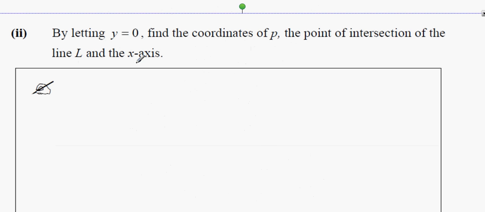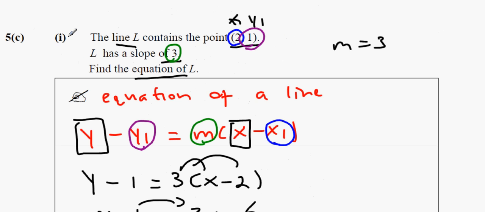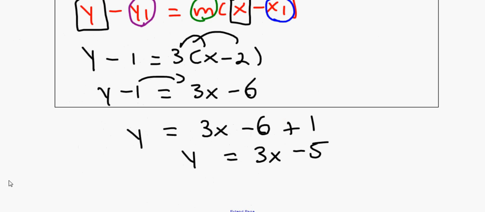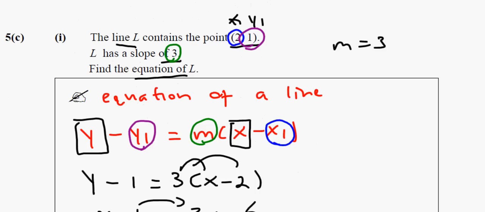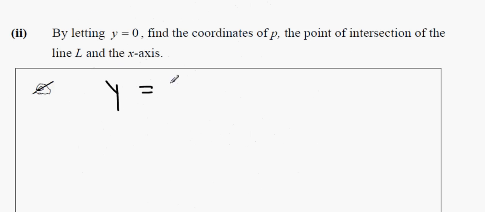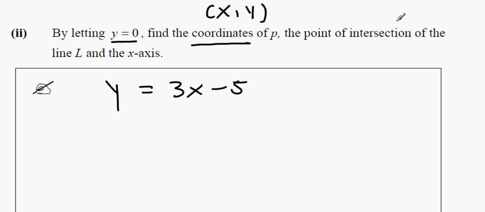By letting y equal 0, okay, so what we need to do is write down our formula. y equals 3x minus 5 is the equation of L. Now, coordinates means we're looking for an x and a y value, okay, we're looking for a point. By letting y equal 0, find the point of intersection of the line L and the x-axis.